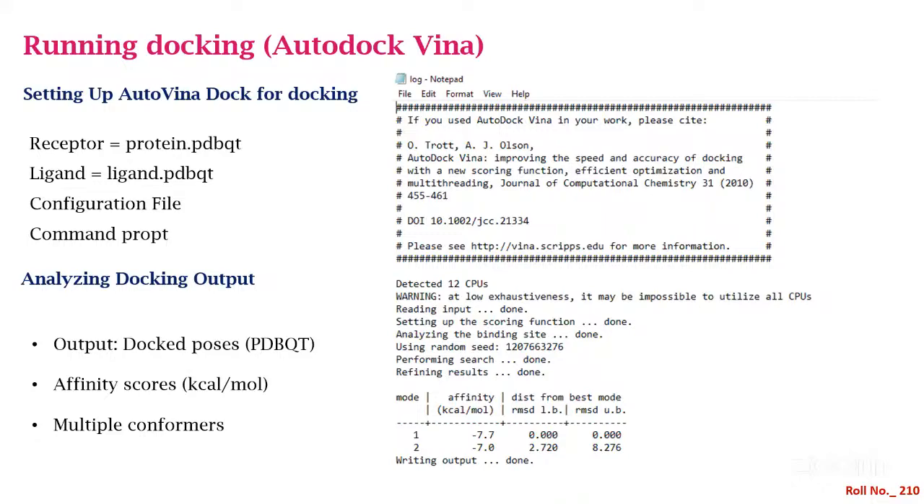Suppose for this particular docking, we got only two poses. The first pose has a binding affinity of minus 7.7, and the second has minus 7.0, and the first has an RMSD value of exactly 0. So this binding score, which has the lowest RMSD value, can be taken as the binding affinity for that interaction.